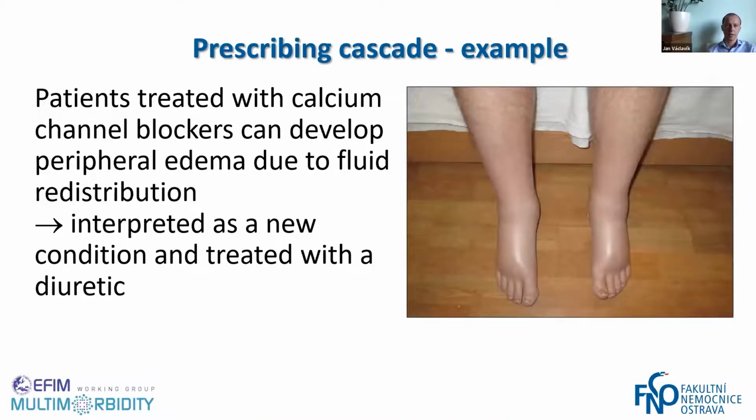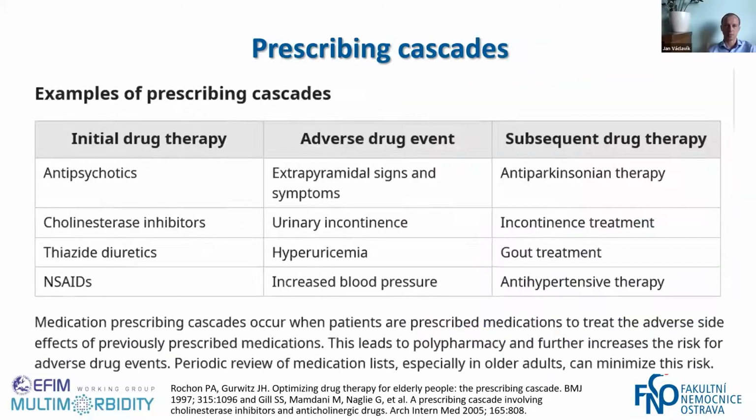An example might be leg edema, which developed after treatment with calcium channel blockers due to fluid redistribution. Many physicians interpret it as a new condition and administer the patient a diuretic, which is of course an error. Although not all edemas might be from calcium channel blockers, this one was because of gabapentin. So other drugs may also cause leg edemas.